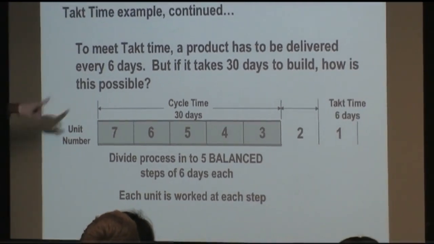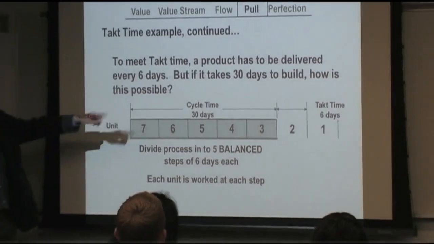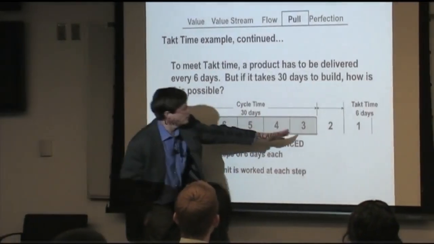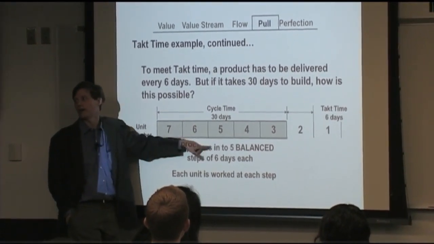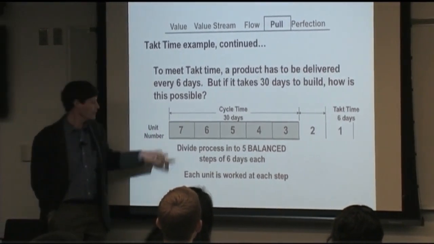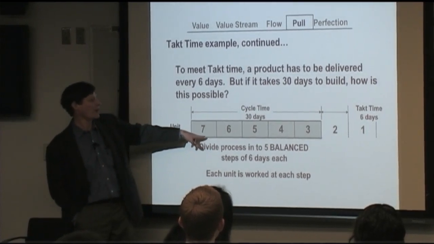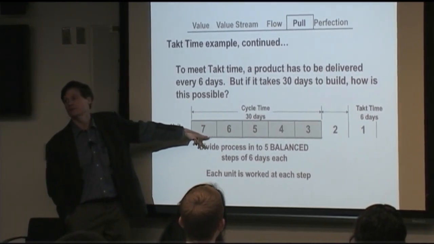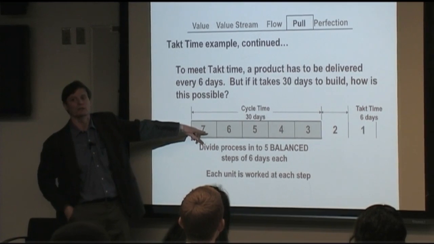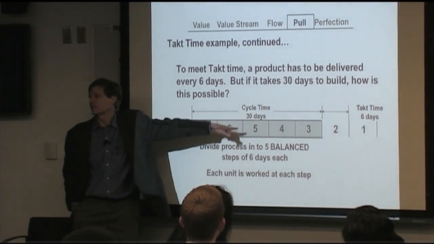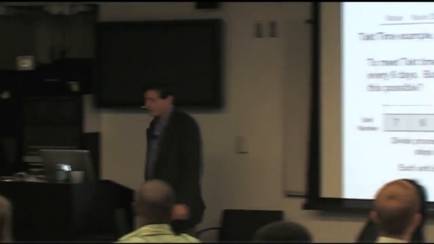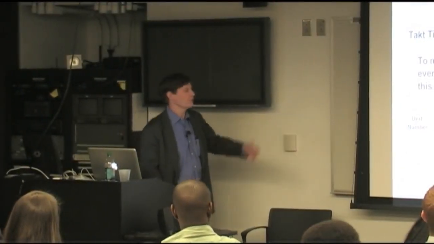Every 6 days, a unit comes out, right? So we're making our takt time, even though our cycle time is longer, but we have 5 steps, 5 workers, 5 units of work, and they're balanced. They take the same. If one of those processes took 8 days, would that work? No. It would take 8 days to get this. The takt time would basically go to 8 days.